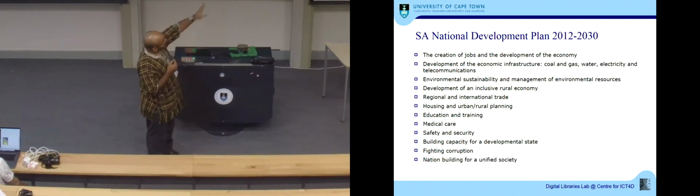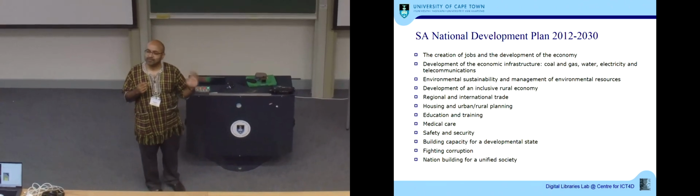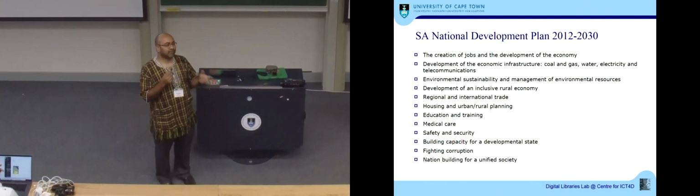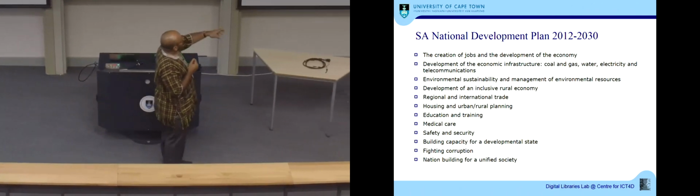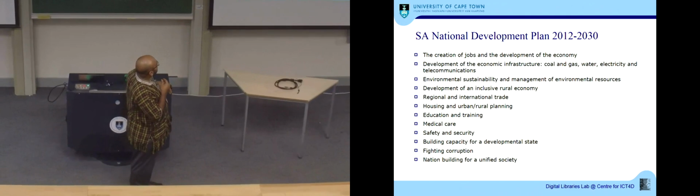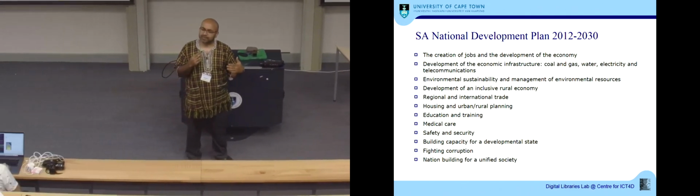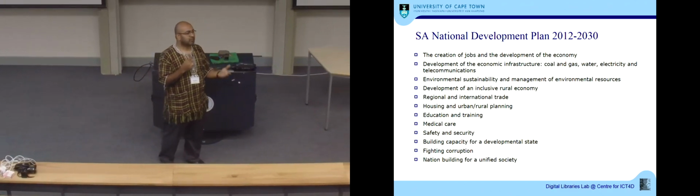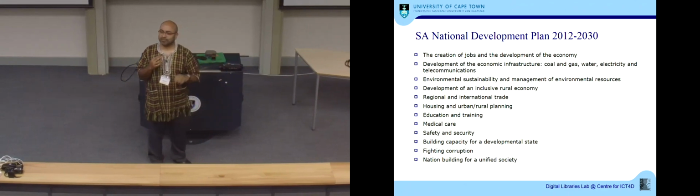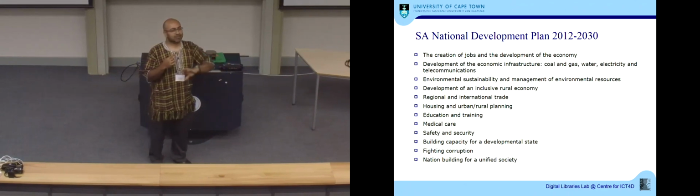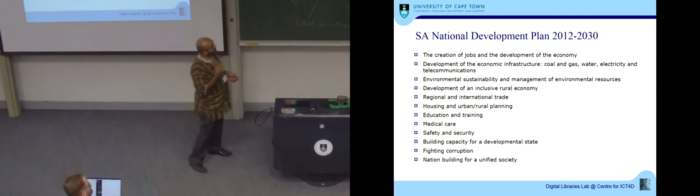What about other development plans? So in South Africa, we have a national development plan, a highly contested set of ideals that the government decided is what the country should work towards. Creation of jobs, environmental sustainability, medical care, safety and security. It's a typical shopping list of the things that we think we should have if we want to call ourselves somewhat developed or developing. And I'm not going to get into the debate of whether there is such a thing as developed and what developing really means.